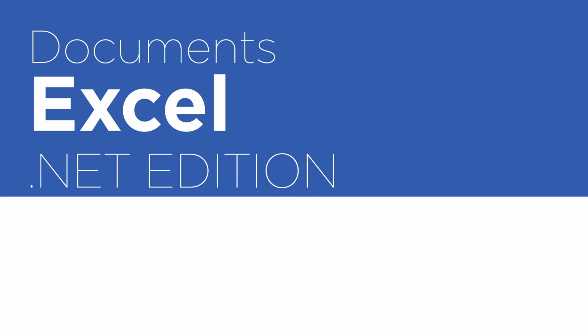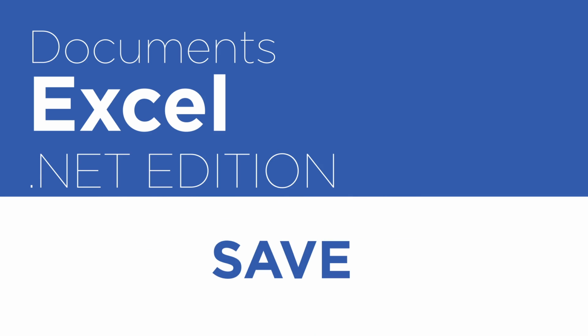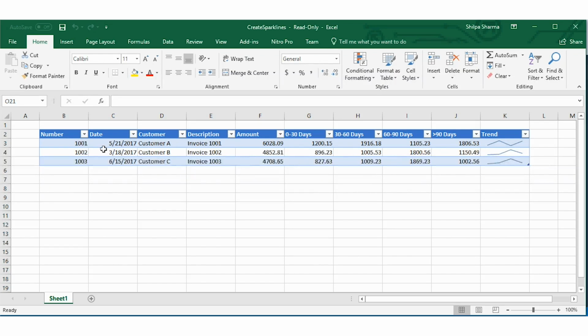GrapeCity Documents for Excel .NET Edition is a fast, efficient spreadsheet API that enables you to generate, load, modify, and save spreadsheets. In this video, we'll add sparklines to a set of data.